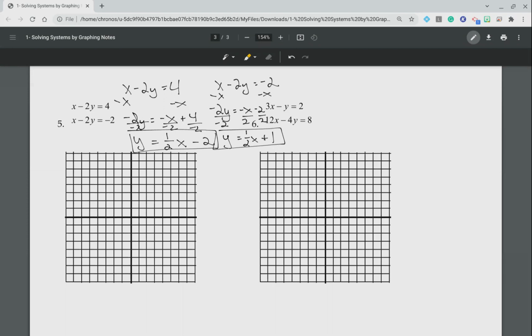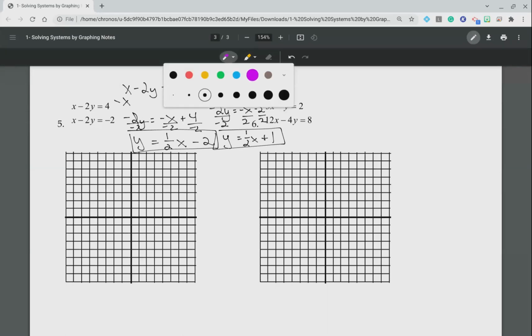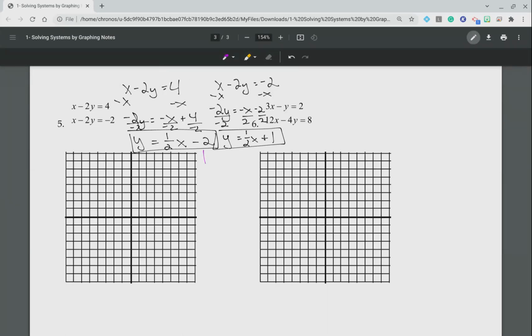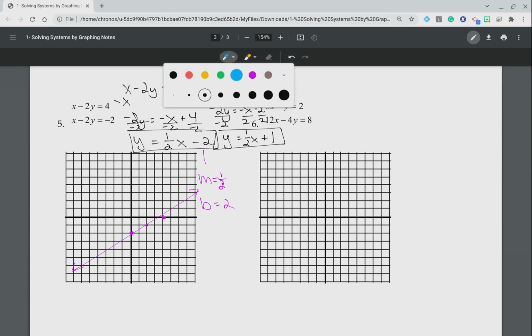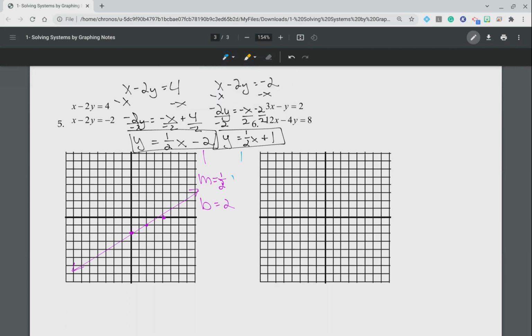And I'm going to go ahead and graph those. So this first one here, my m is 1/2, and my b is -2. Up 1, over 2, up 1, over 2, and there's my line. My second equation has a slope of 1/2 and a b of 1. So again, up 1, over 2, up 1, over 2.